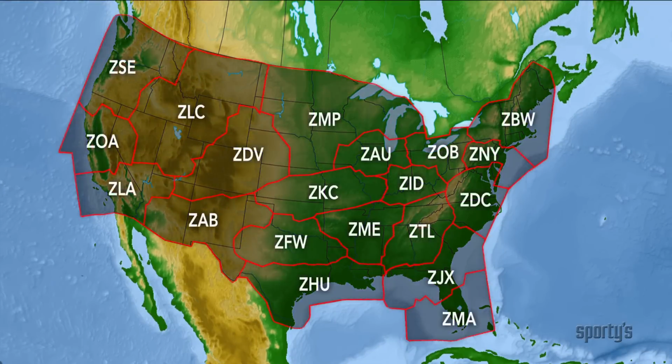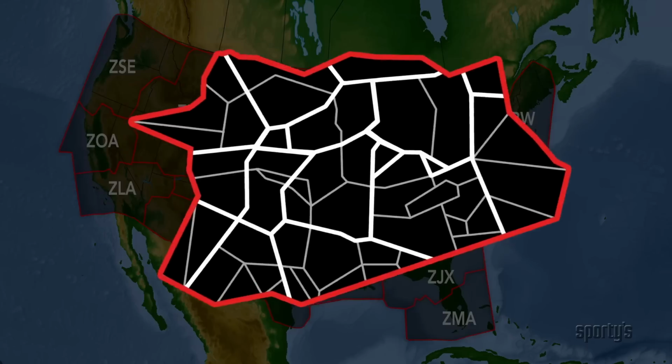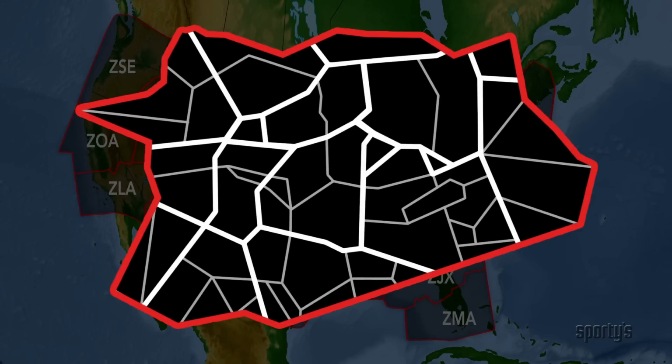There are 20 centers in the conterminous 48 states. Each center has jurisdiction of controlled airspace the size of several states. Each center controls IFR traffic within its own area and coordinates with adjacent centers for the orderly flow of IFR traffic between areas. Centers are divided into sectors. Each sector controller handles IFR traffic within the sector and coordinates with the controllers responsible for adjacent sectors.